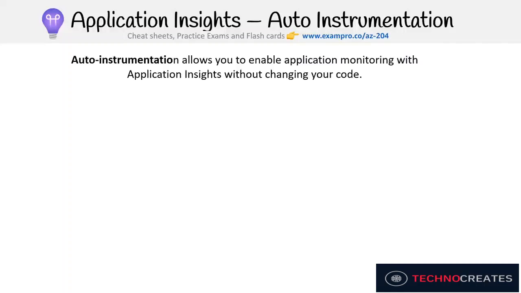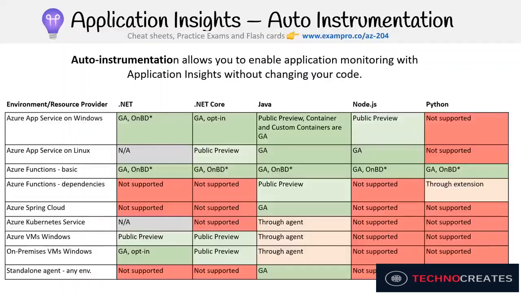So wouldn't it be nice if we didn't have to instrument our app, that it would just work? And that's where auto instrumentation comes in. It allows you to enable application monitoring in Application Insights without changing your code. And it's supported for a variety of different things. So support's going to vary, and you'll have to just come back and check if this is even true still. I did just get this table, but Azure moves really fast.